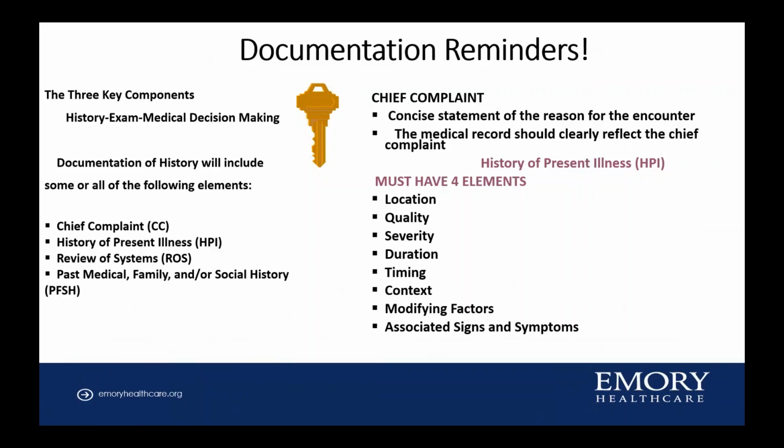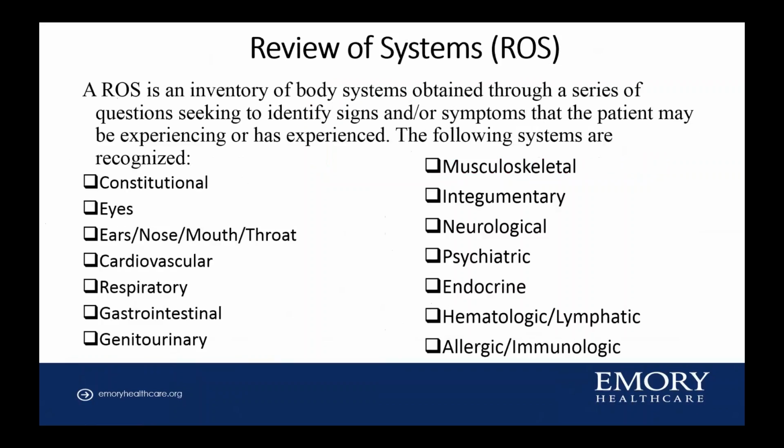We're also, in the history of the present illness, we need to have 4 elements out of the choices: location, quality, severity, duration, timing, context, modifying factors, and associated signs and symptoms.